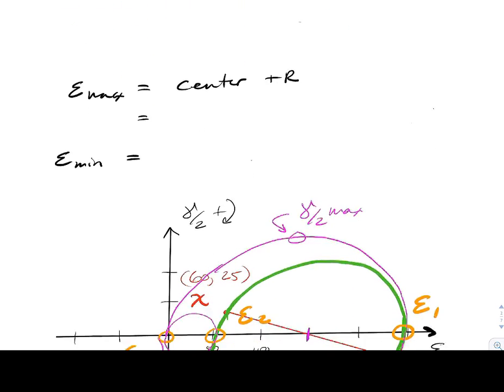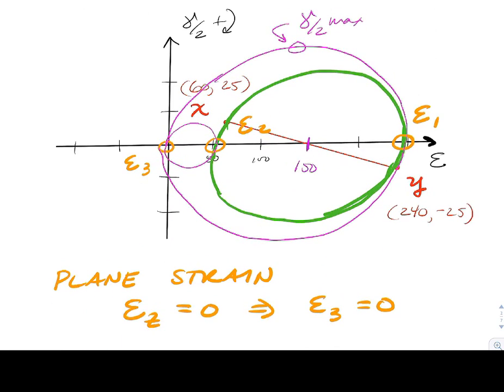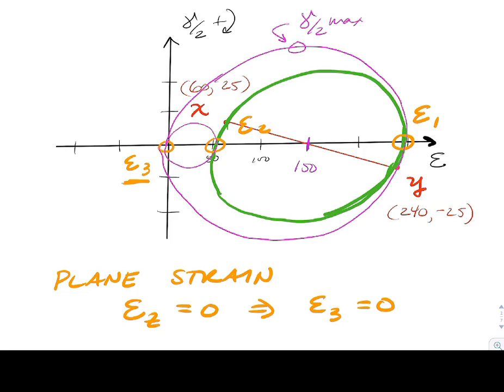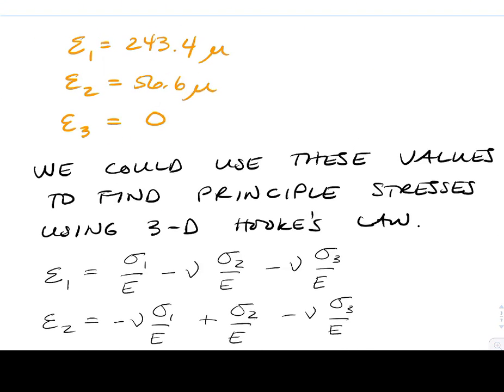So let's just kind of redraw this here. So there's our two values. All right, this is a plane strain problem. So I know that epsilon z is equal to 0, which in this case we end up with epsilon 1, epsilon 2, and then epsilon 3 is going to equal 0. So here are our principal strains, all three of them.